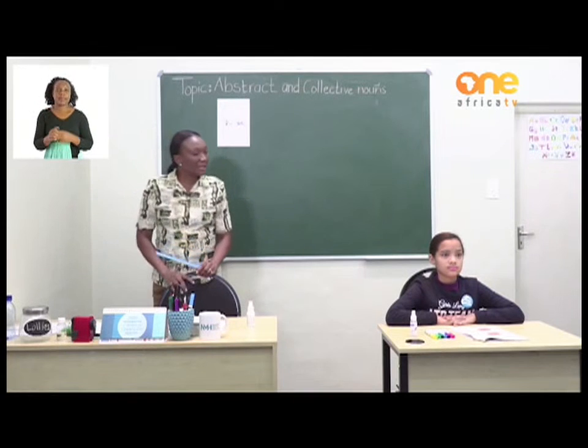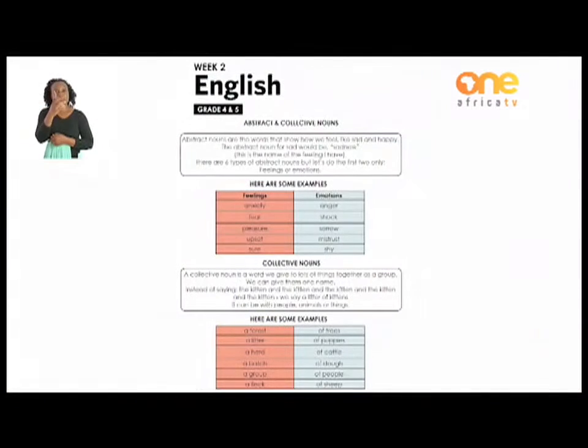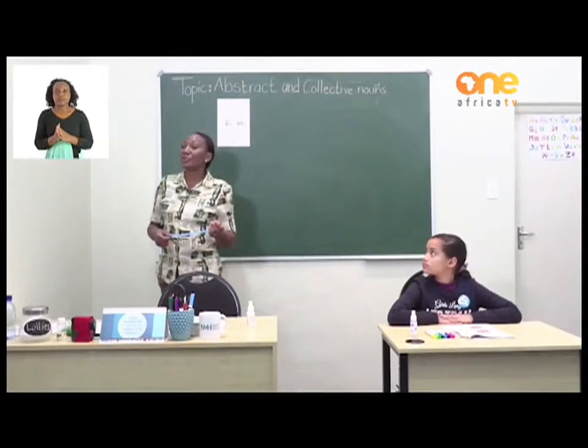Now, in your book, Chanel, on page 16, we are going to look at the few examples of abstract nouns. Right. Now, the few examples of abstract nouns are anger, shock, sorrow, upset, pleasure, fear. Chanel, do you have some examples? I guess those are the few examples that we have for abstract nouns. Do you have any questions, Chanel? Okay, no question.